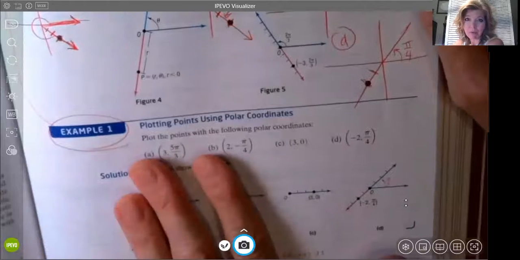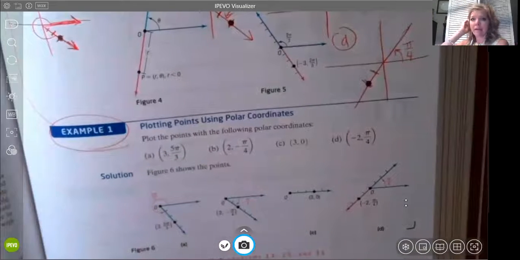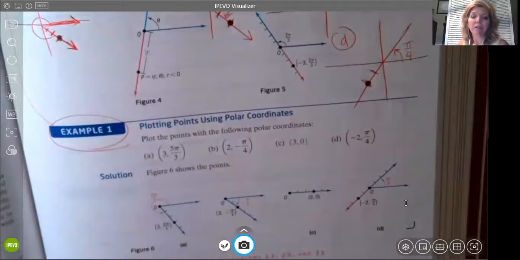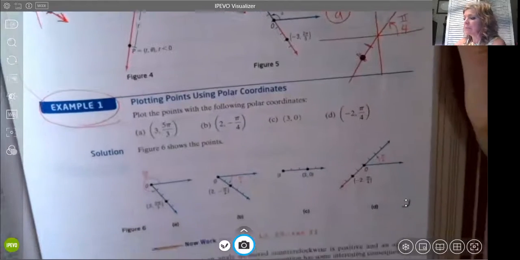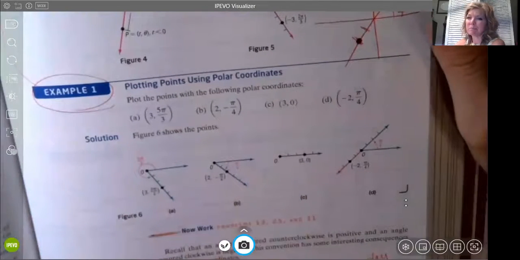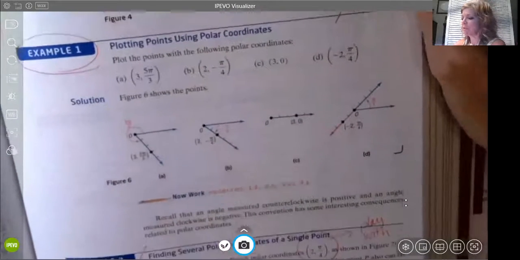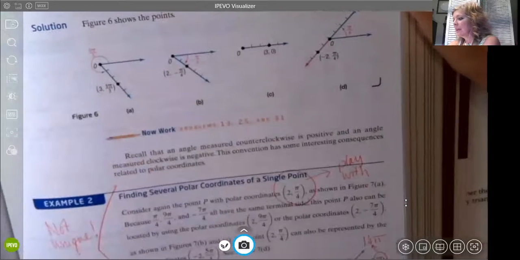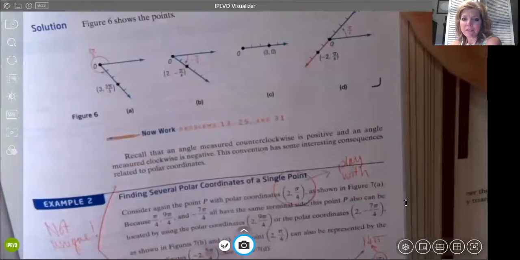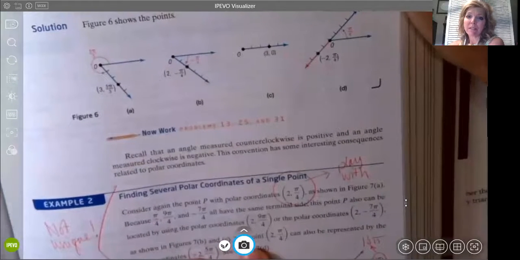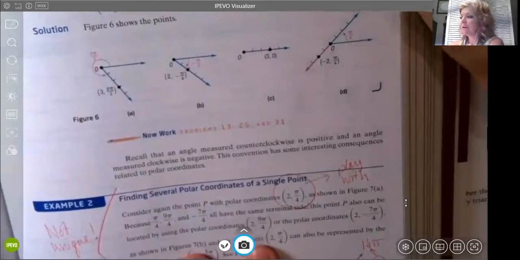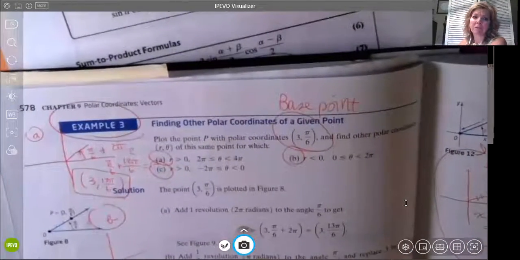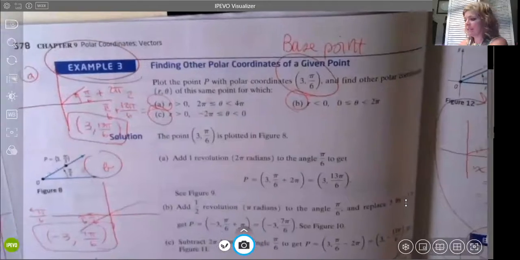Can I plot a polar coordinate? I try to have little polar graphs for you all over the test. But could you do it freehand? I'll probably have little polar graphs for you. And then on here, can you find several coordinates for a single point? This has been the one I've had several people ask about, so make sure you know how to do that. It is on the test, and it looks like example 3 at the top of 578.